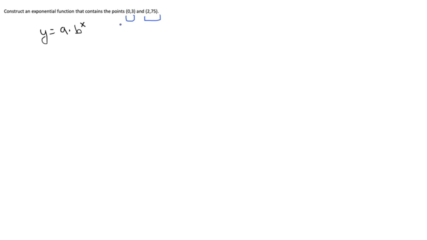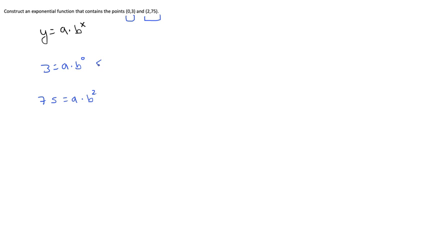Okay, so first thing we should do is just plug these points in, right? So we get 3 is equal to a times b to the 0 power. And then we get 75 is equal to a times b to the second power. This one actually turns out pretty good, right? Anytime you have x equals 0, it always turns out good because we should know what anything to the 0 power is, right? Remember, anything to the 0 power is just 1.